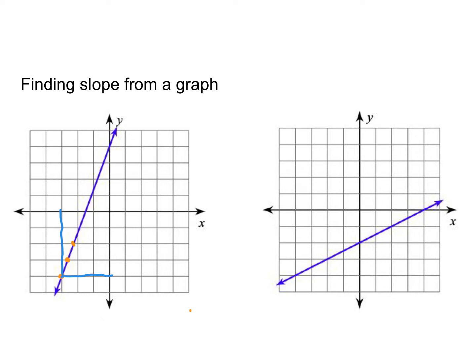So we want to find 2 points like this point where I can count my rise and my run. I'm going to keep going until I see one that's going to work for me, and it's not till I get way up here. So I'm going to go up and over to count my rise. My rise is my value that goes up or down. If it goes up, it's a positive number. If it goes down, it's a negative number.